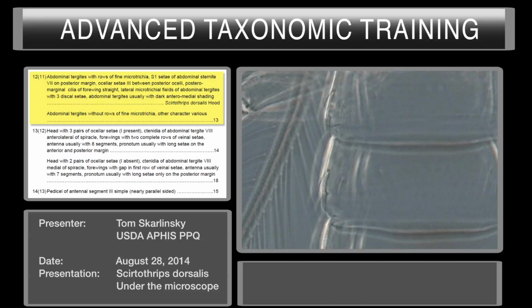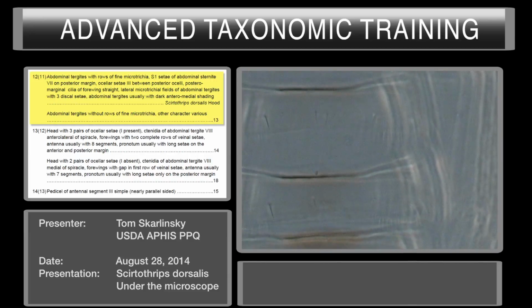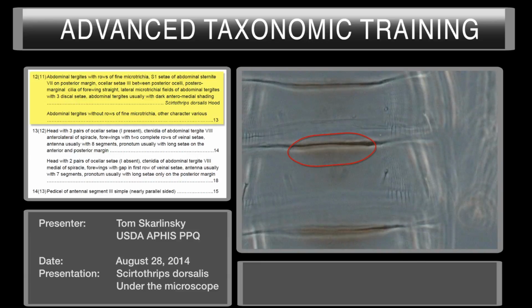And abdominal tergites usually have dark anteromedial shading. Holy smokes, this is great. I like when that happens. And believe it or not, I think we've got Scirtothrips dorsalis here.